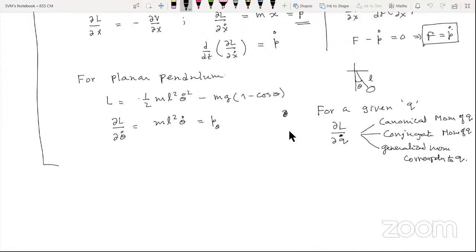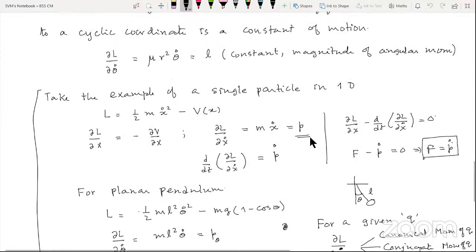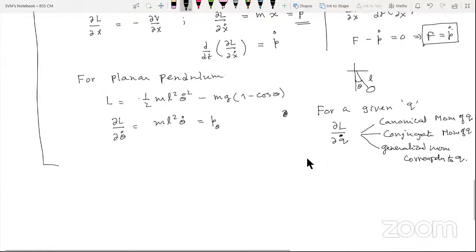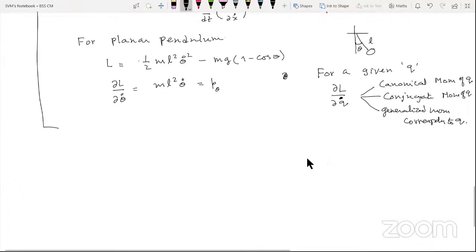Okay, thank you. Now let's go back to this. We have this equation where mu r square theta dot is equal to L. Now from this equation, mu r square theta dot is equal to L, you see that this immediately gives us a very important result.